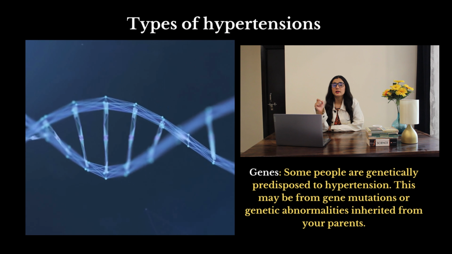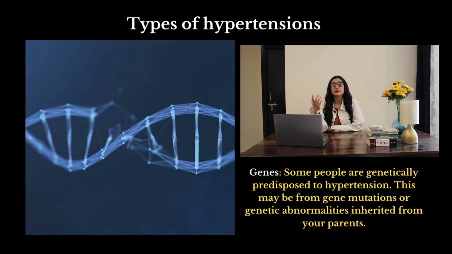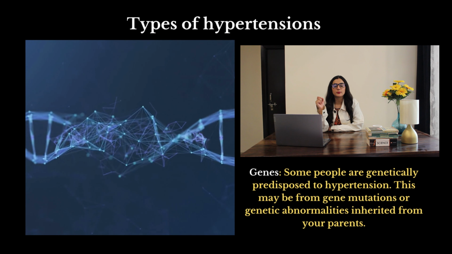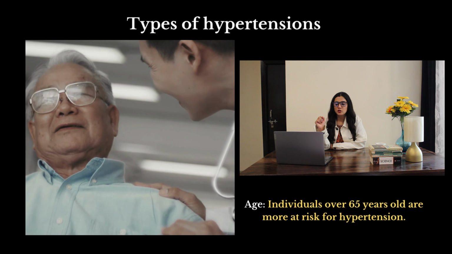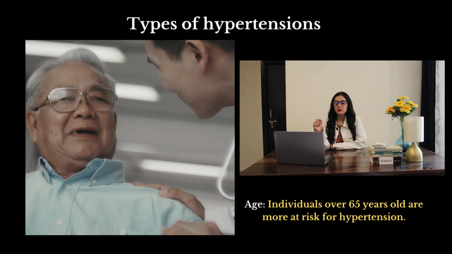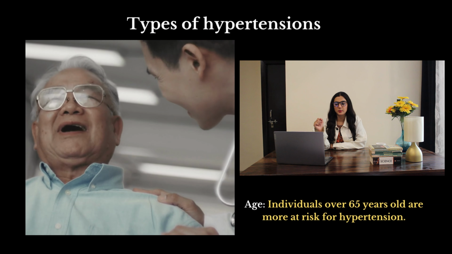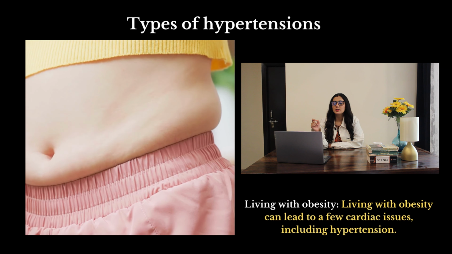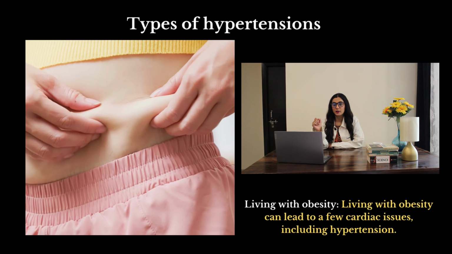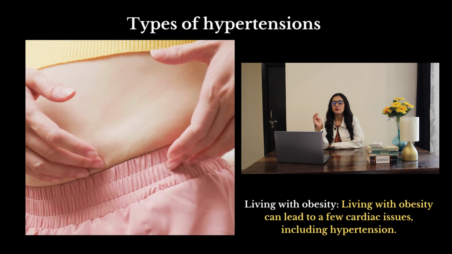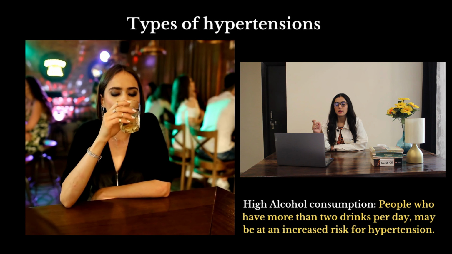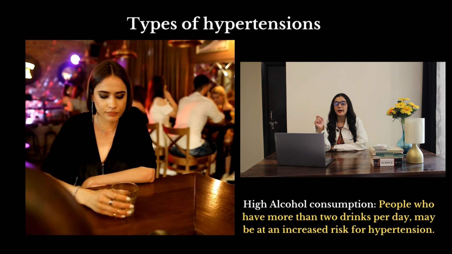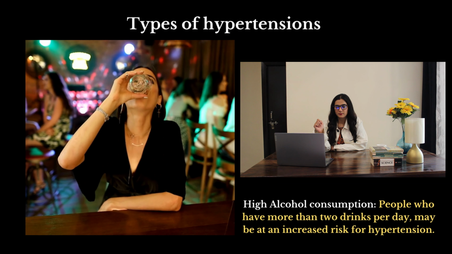Some people are genetically predisposed to hypertension, and this may be from genetic mutations or genetic abnormalities inherited from their parents. Number two is age. Individuals over 65 years old are more at risk of hypertension. Number three is living with obesity. Living with obesity can lead to several cardiac issues including hypertension. Number four is high alcohol consumption. People who have more than 2 drinks per day may be at an increased risk of hypertension.